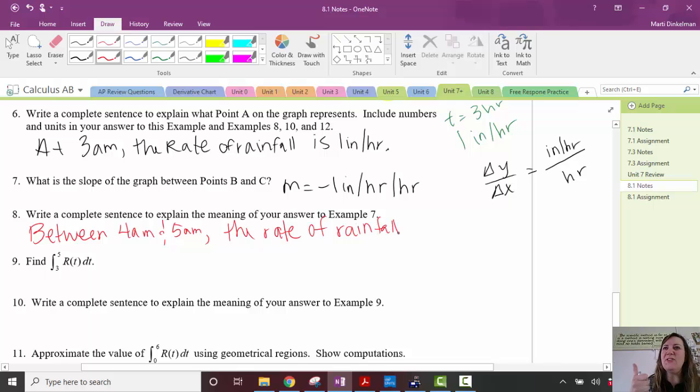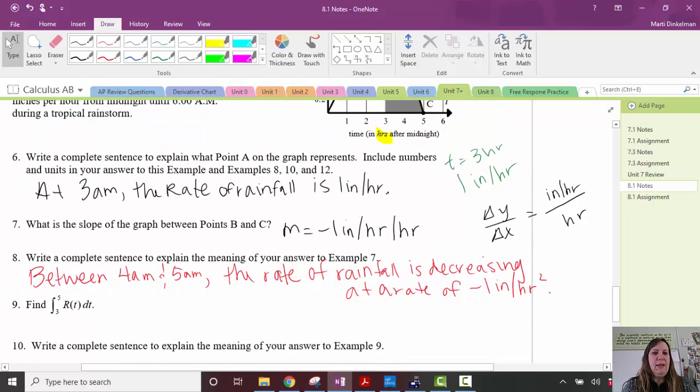I like to sneak in that either increasing or decreasing word based on the fact that it's either a positive or negative from what I found in number 7, is decreasing at a rate. I guess I can say at a rate. I don't know how else I was going to say that. And we'll make sure again that we include the units. And if you do inches per hour squared, that's totally fine.